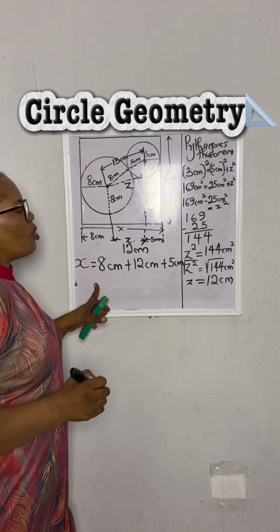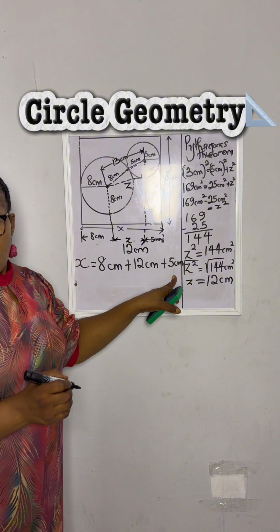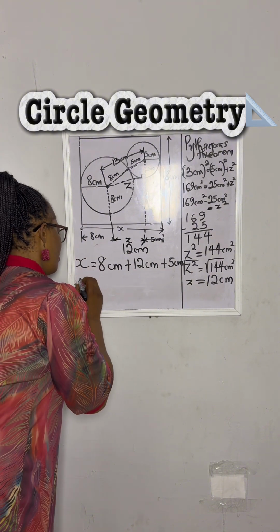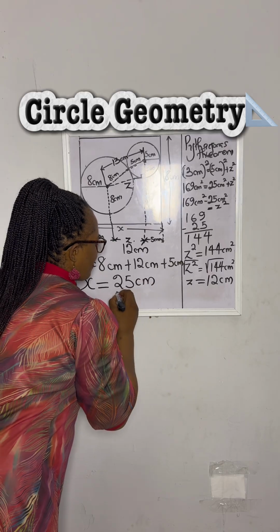When we add this up, what do we get? 8 plus 12 is 20. 20 plus 5 is 25. Therefore, the value of X is 25 centimeters.